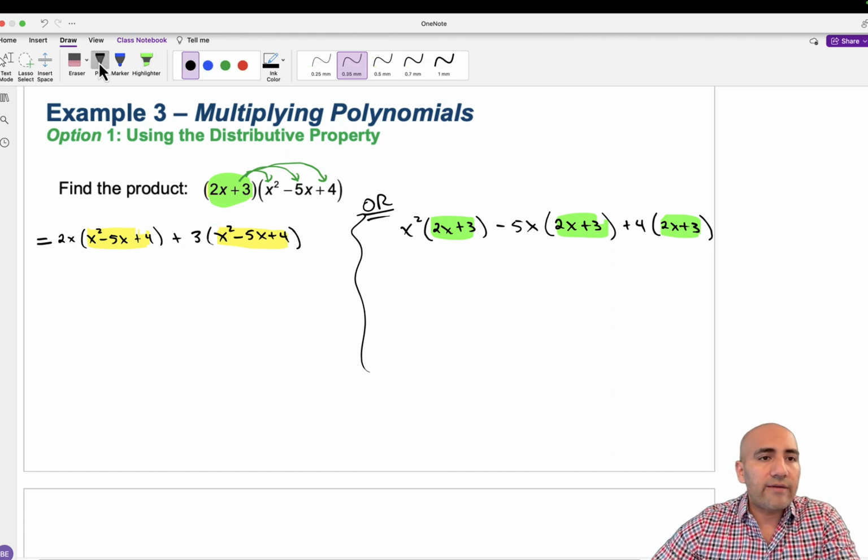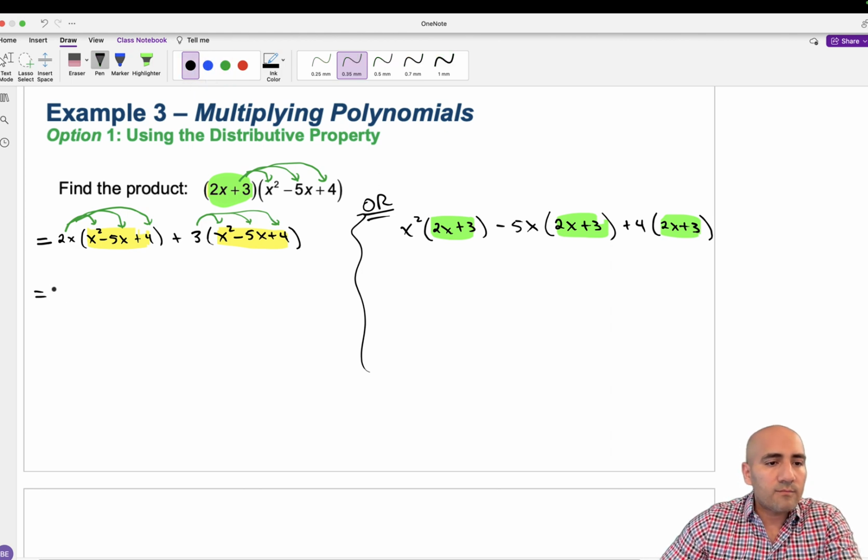So next, now we have to continue the distribution process. This time, we have to multiply this times each one of these terms. So 2x times each of these terms. And next, we're going to multiply 3 times each of these terms. And so we'll end up with 2x times x squared, which is just going to be 2x to the power of 3. Well, I'll just spell it all out here.